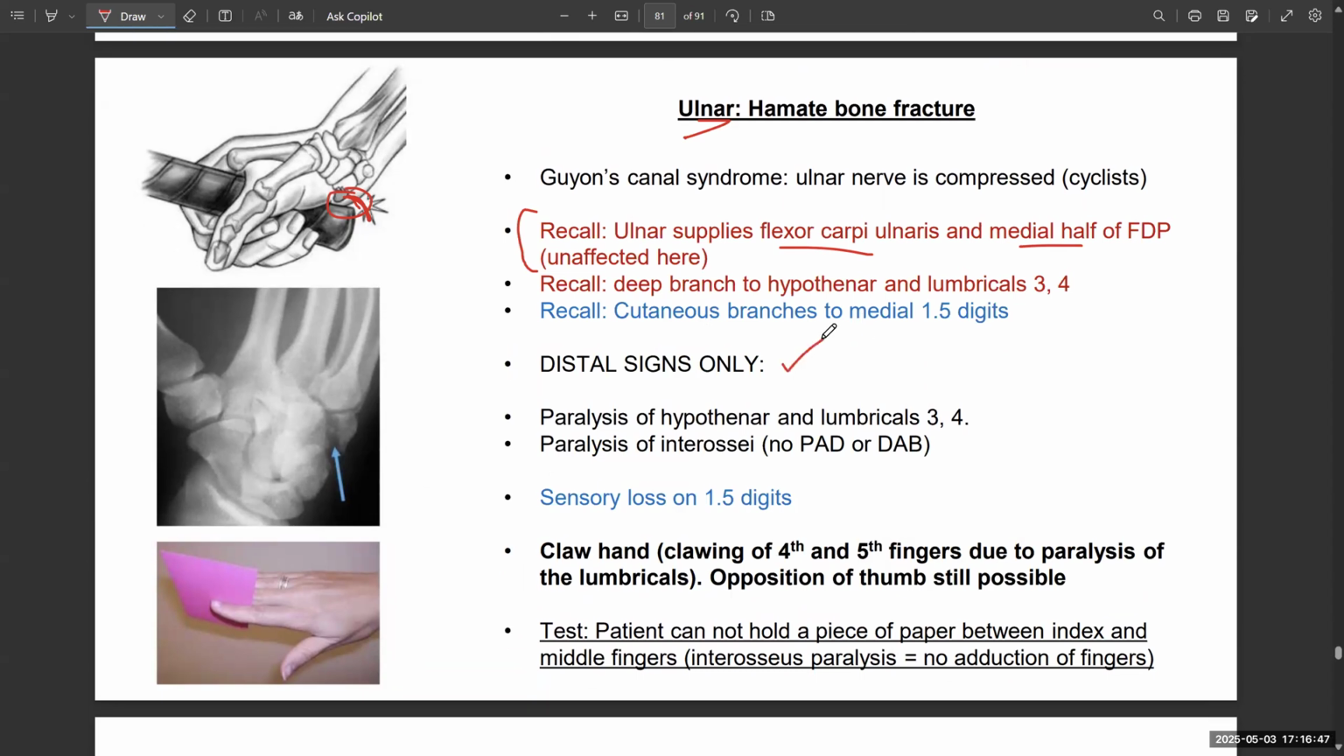So you only have distal signs. You have paralysis of the hypothenar and you have paralysis of the lumbricals 3 and 4. And also paralysis of the interossei. So your palmar interosseous muscles cannot do adduction and your dorsal interosseous muscles cannot do abduction. So both of those are lost. You have sensory loss in 1.5 digits, medially, of course.